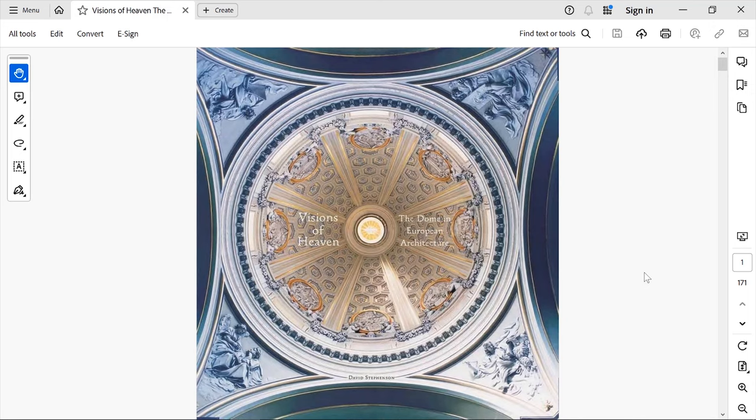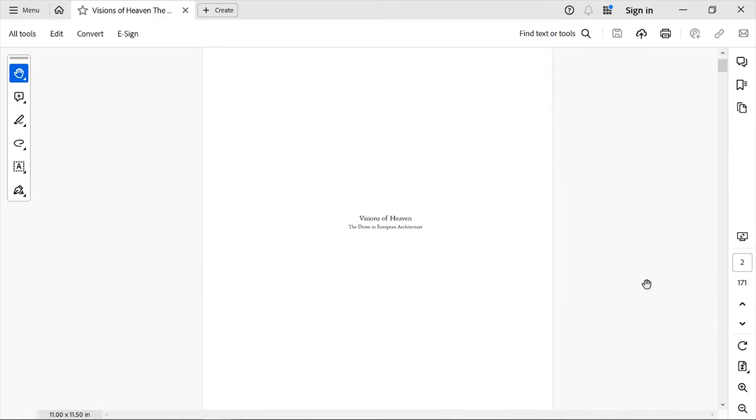So basically, when you're going inside churches, Baroque churches, in Europe, like in Germany or Italy, you look up and you're like, wow, that's a really nice dome. This book gathered a lot of these images and made it into one kind of picture book style edition. So this is 171 pages. It's by David Stephenson. So we're just gonna flip through it and check.